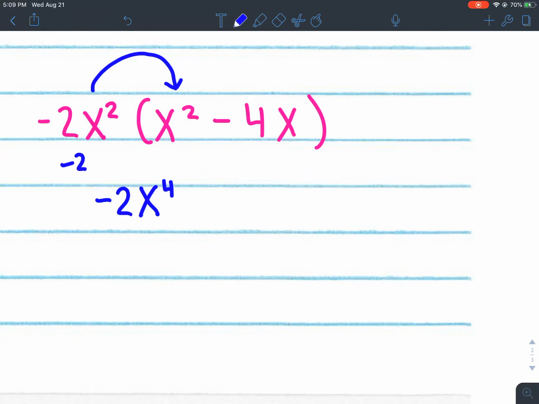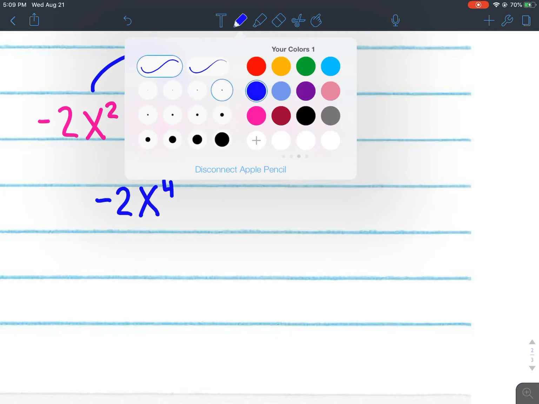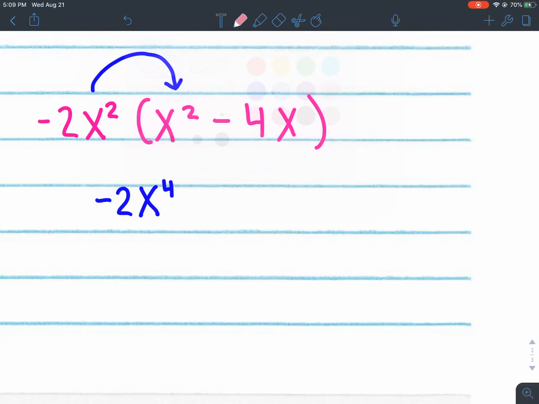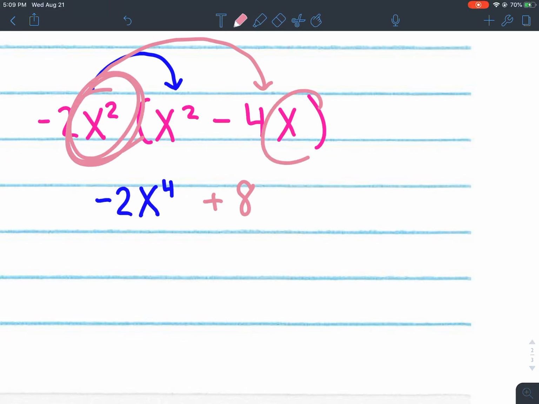What does that mean? That's negative 2 times x over here, and then I have x times x, so I have 4 x's. Next, I'm going to do negative 2x squared times negative 4x. Negative 2 times negative 4 is positive 8. X squared times x, well, I have 2 x's over here and 1 x over here, so it's going to be 3 x's being multiplied together.